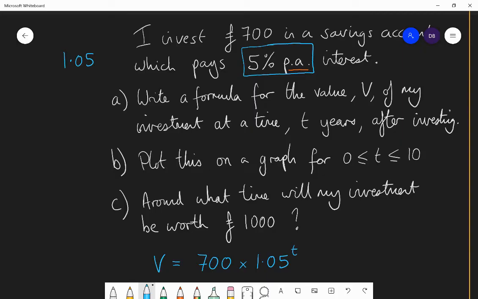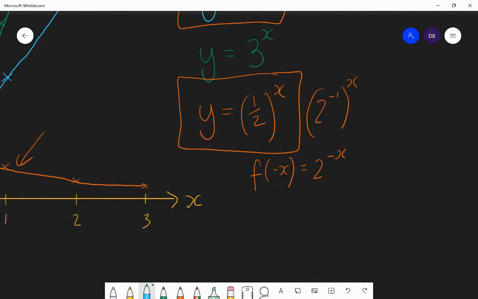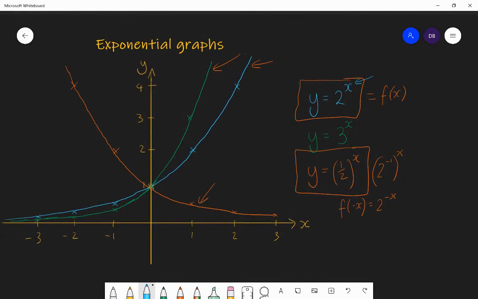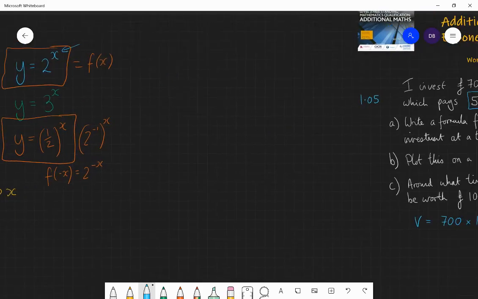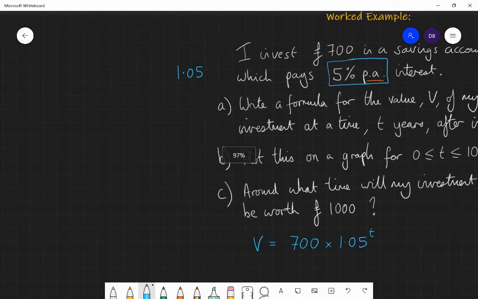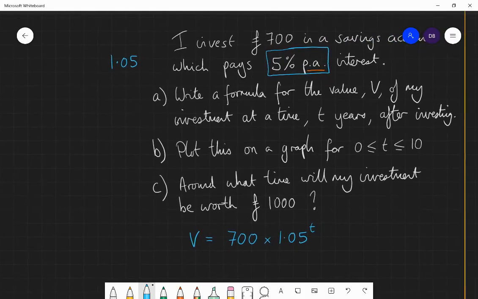So this is slightly more complex than the functions I looked at before, because the previous functions just had a base to a power. They didn't also times it by another number. But this is more likely what you are going to see. You're going to see a base to a power and then multiplied by a number, because it doesn't always start at 1. These original exponential functions all go through y equals 1 because anything to the power of 0 is 1. So if we want to scale it up and start at another number, we need to multiply by the number to start at that number. Okay, so we now have the formula for the value of my investment.